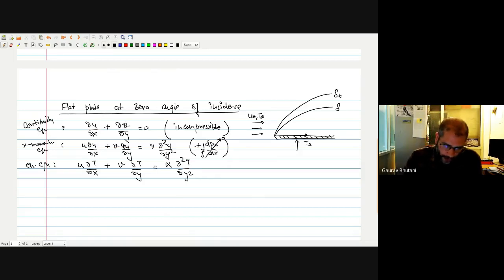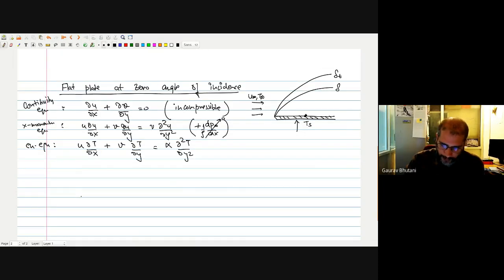Okay, so let's see the functional dependence of temperature. Since we want to solve for temperature, before that we have to write the boundary conditions, because this system of partial differential equations has to be solved given the boundary conditions. So we need the boundary conditions for u, v and t. In this case we have the x momentum equation, so we need the boundary conditions for u and t.